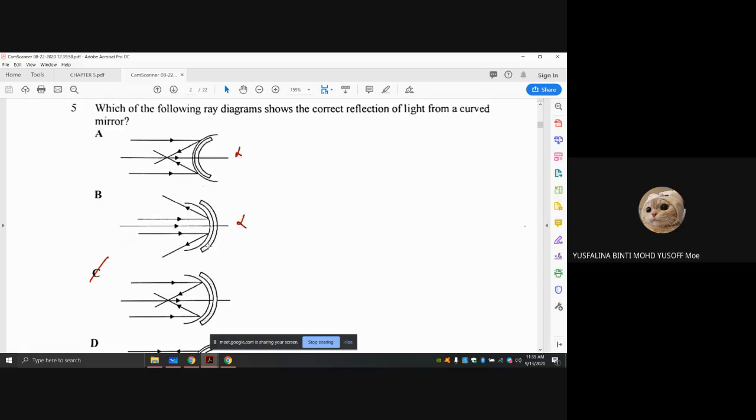A concave mirror is a converging mirror, so it will focus in one point, like this. So this one is actually for the concave mirror, the ray diagram for the concave mirror. This one is actually for the convex mirror. So the answer should be C.